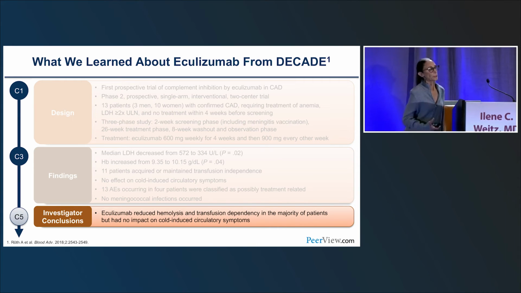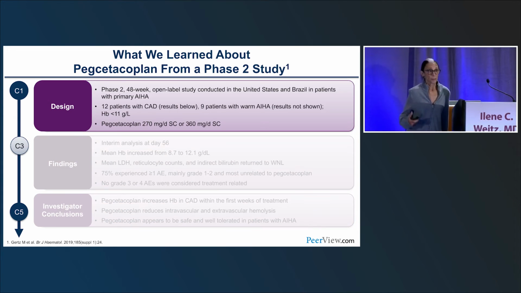What about interrupting at C3 and the generation of C3b and subsequently the extravascular clearance? We know that most of cold agglutinin hemolysis is extravascular. So there was a phase 2 trial, 48 weeks, open label, done in the US and Brazil, with 12 patients with CAD and 9 with warm autoimmune hemolytic anemia, and the pegcetacoplan was given every day at 270 or 360 milligrams per day, sub-Q.